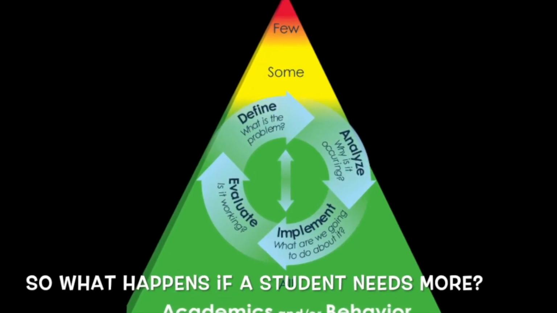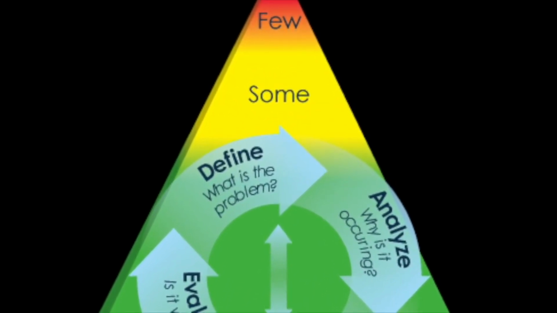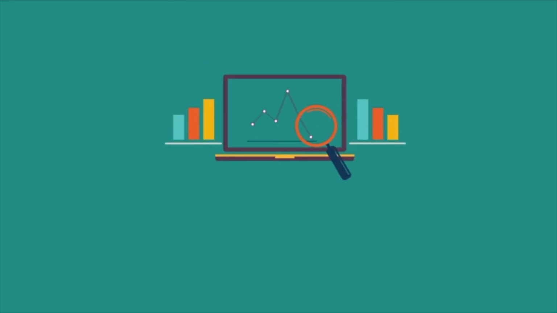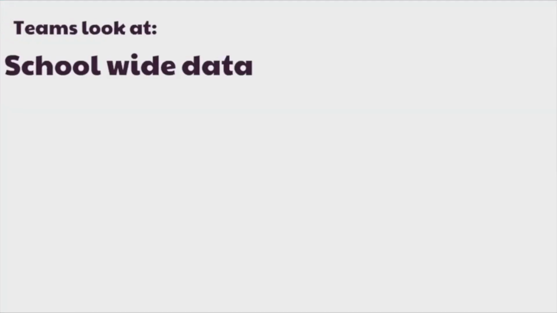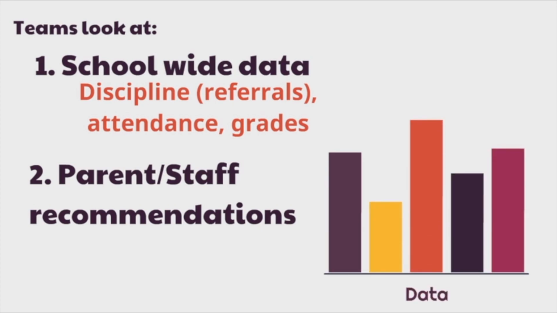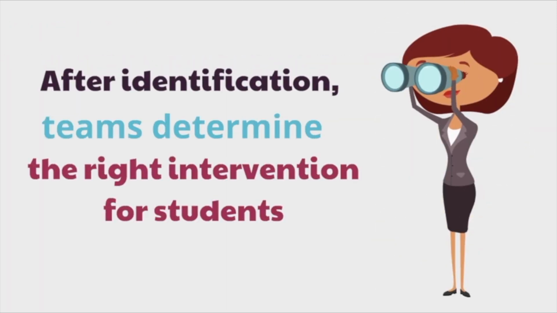So what happens if a student needs more? That's where Tier 2 comes along. Tier 2 is targeted interventions for students. So how are Tier 2 students identified? First, teams look at school-wide data, things like discipline referral forms, attendance, and grades, and then they use parent and staff recommendations. After identification, teams determine the right intervention for each student.